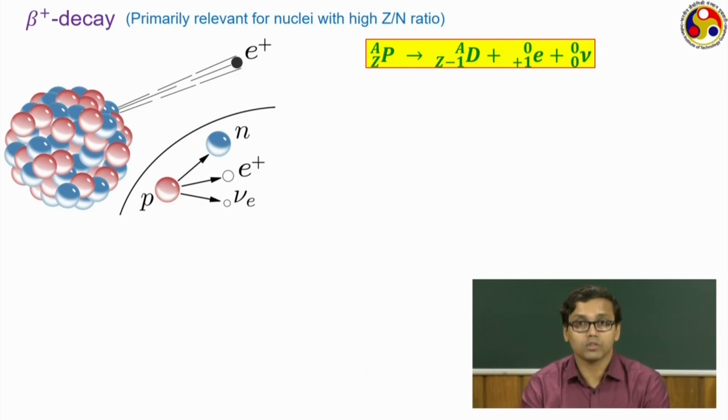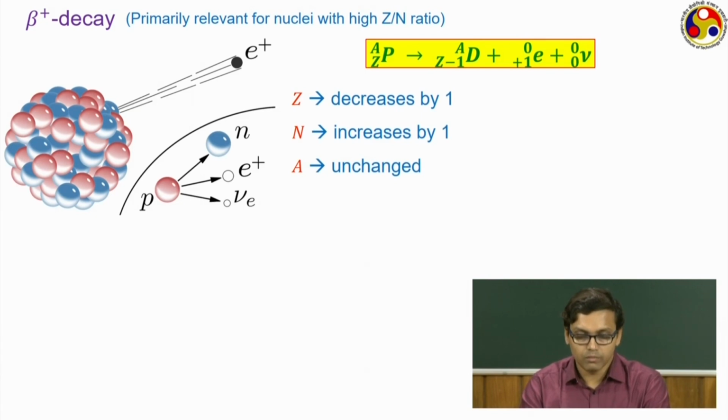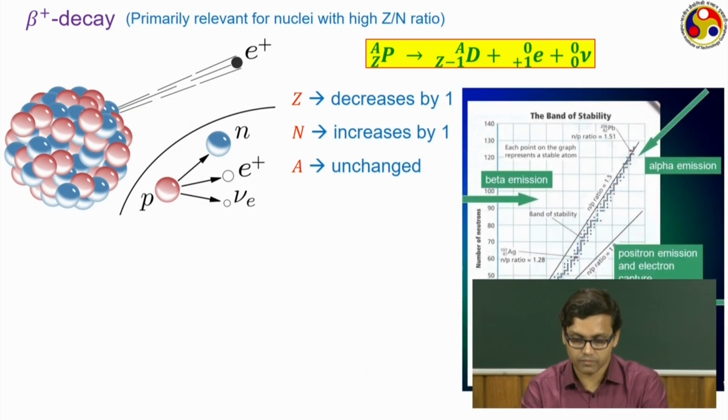But the total number of protons reduces by 1. So, the daughter has Z minus 1 as its atomic number, plus we have a positron. So, positron decay is the opposite situation of electron decay or beta decay. This positron decay is associated with a decrease in Z by 1 and an increase in n by 1, with the mass number, that is A, remaining unchanged.